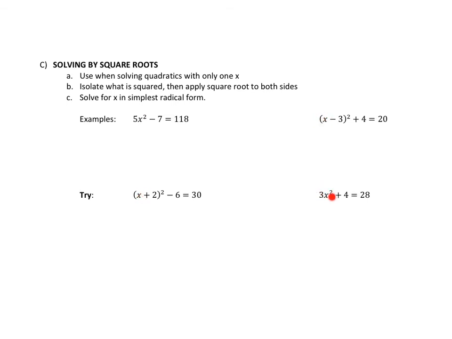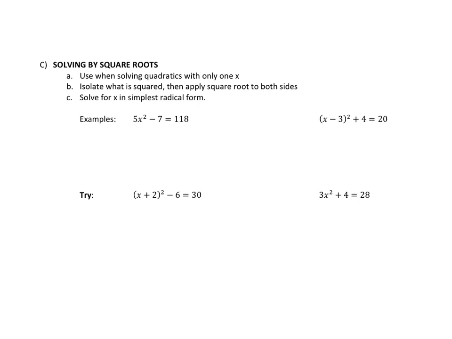It's the only x. Same thing here. It's the only x. But if you look at normal quadratics, they'll have an x squared and an x. So you have multiple x's. What gives it away that you're going to solve by square roots is the number of x's. If there's more than one, you use the quadratic formula, and if there's one, you use solving by square roots.